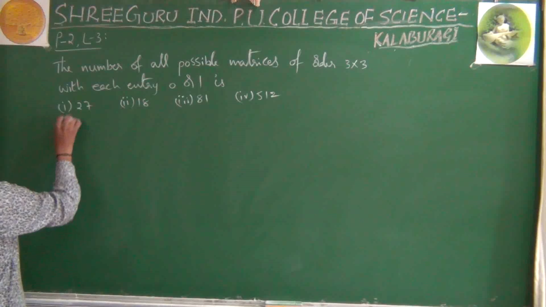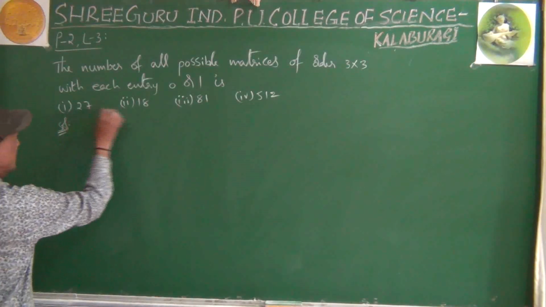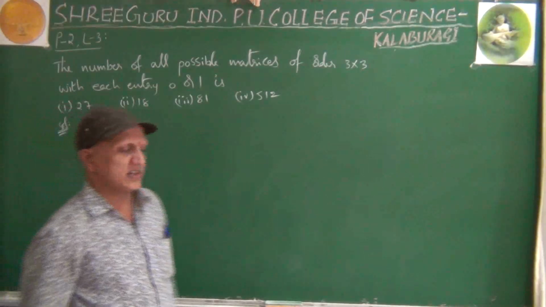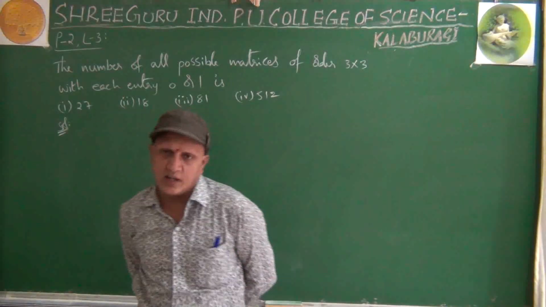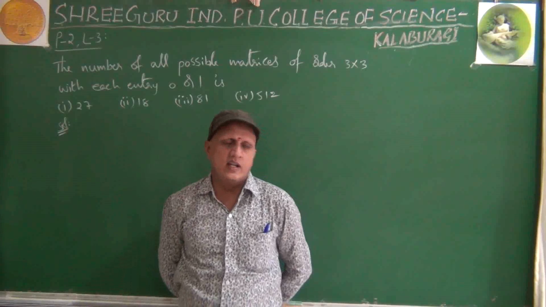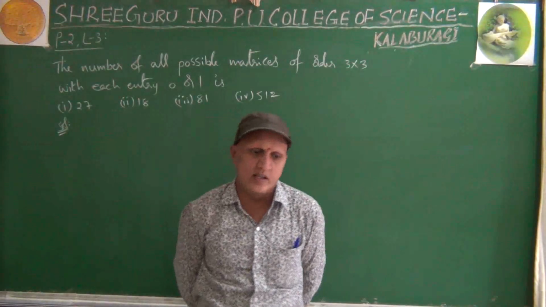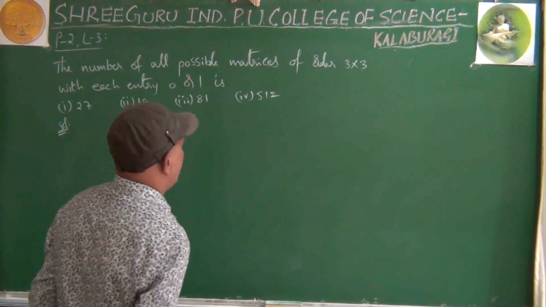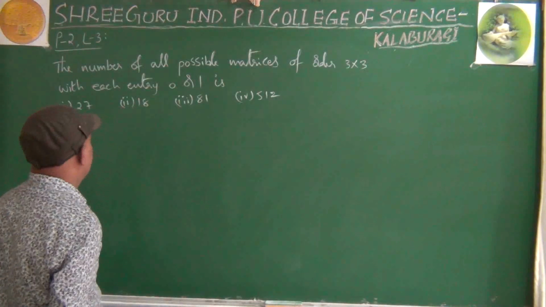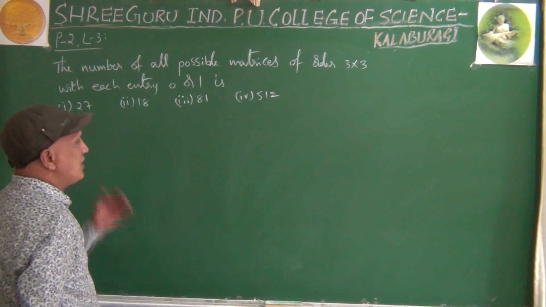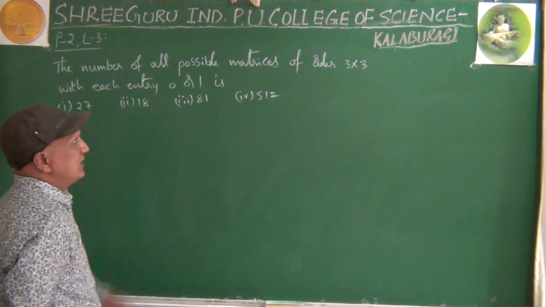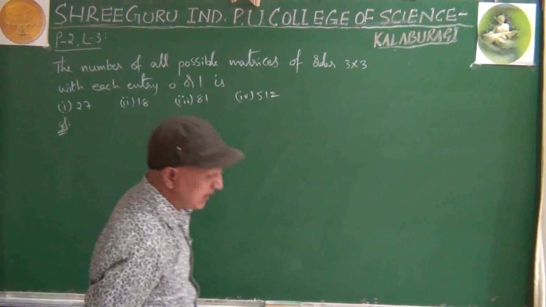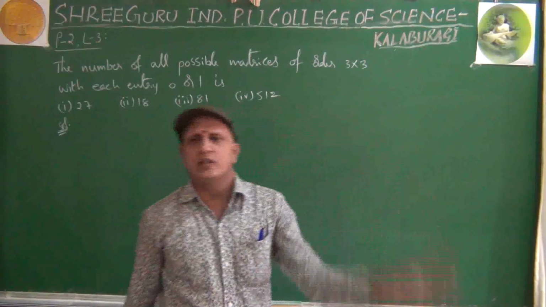Question is very small. Solution also very small. This much only. Explanation, understanding takes time. Listen very carefully. Let us try to understand the question. What they are asking. The number of all possible matrices of order 3 by 3. All possible 3 by 3 matrices.